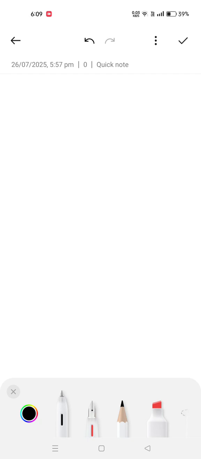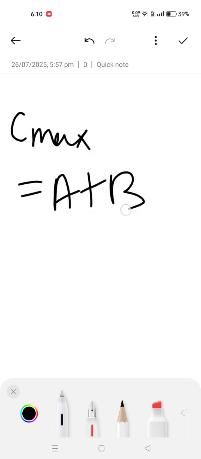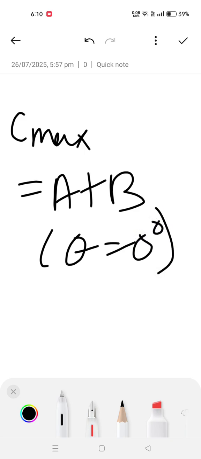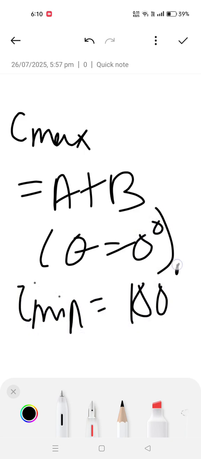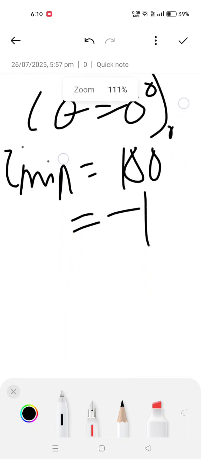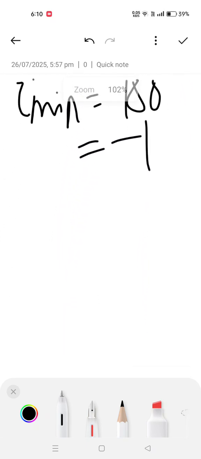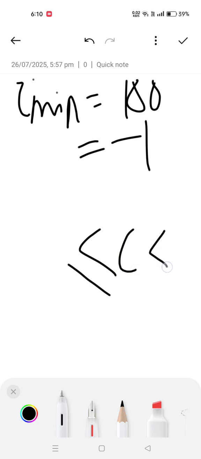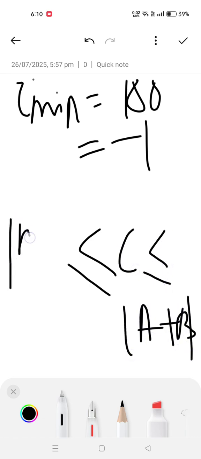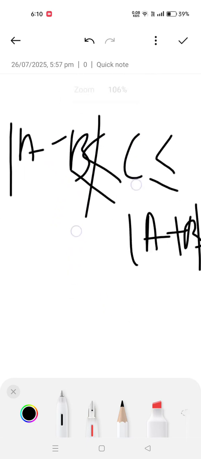Next, we have an important thing, that is C maximum and C minimum, when the resultant is maximum and when it is minimum. C is maximum, equal to a plus b, when theta is equal to 0 degrees, because cos 0 degrees is 1. It is minimum when theta is equal to 180 degrees, because cos 180 is minus 1. Now C always lies between the magnitude of a plus b and the magnitude of a minus b.